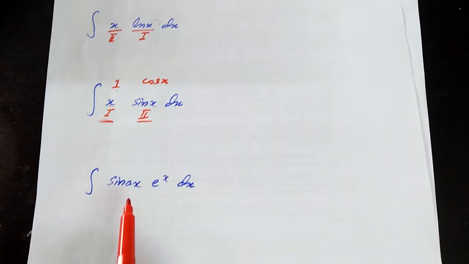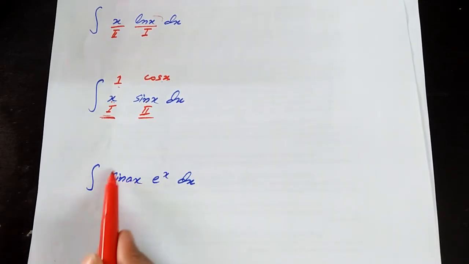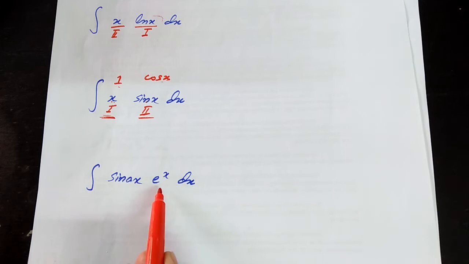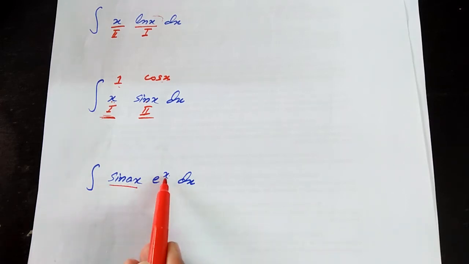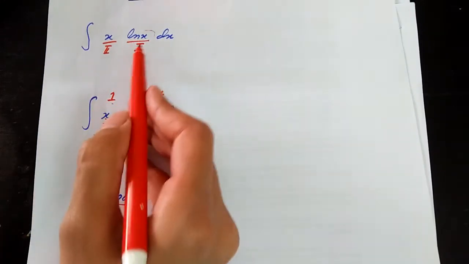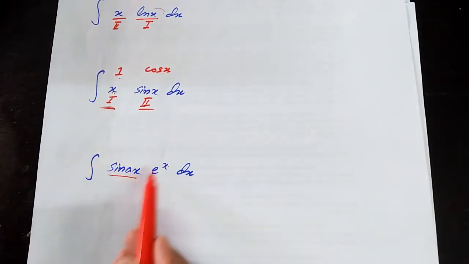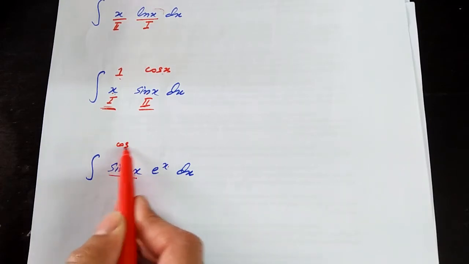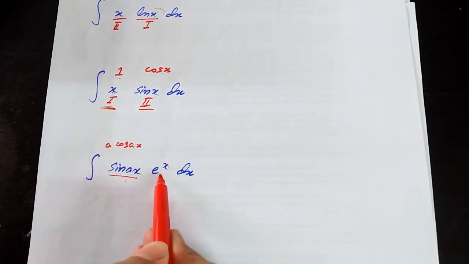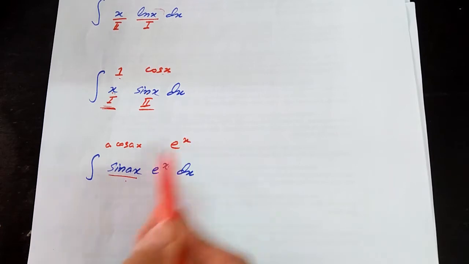Now the third rule is, I have the example sin(ax) e^x. Sin(ax) also has an integration formula. e^x also has the integration formula. So we cannot use the first rule. Now find the derivative separately. Sin(ax) will give us a cos(ax). The differentiation of e^x will be e^x.